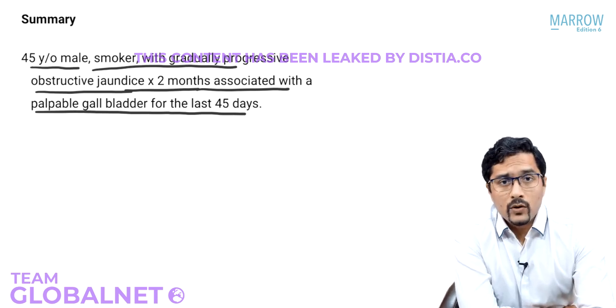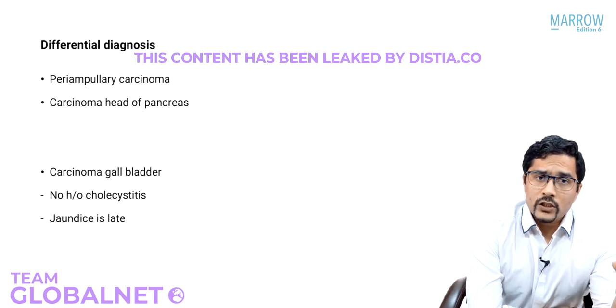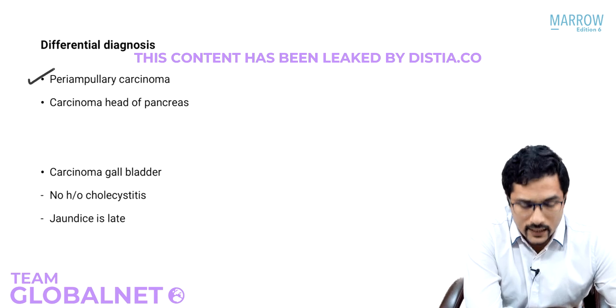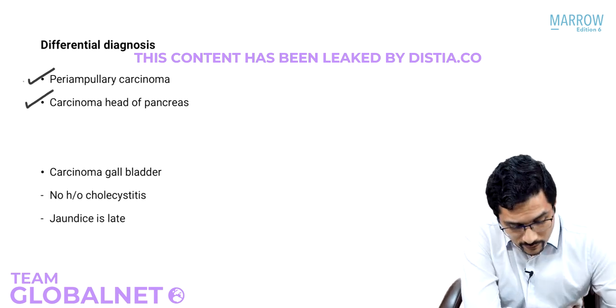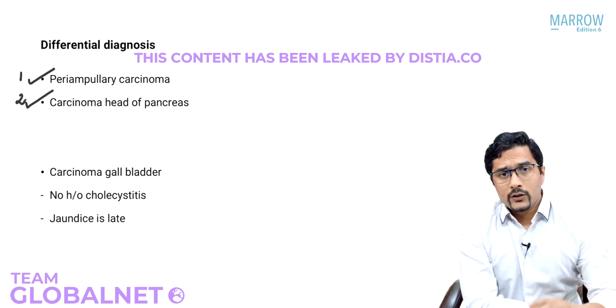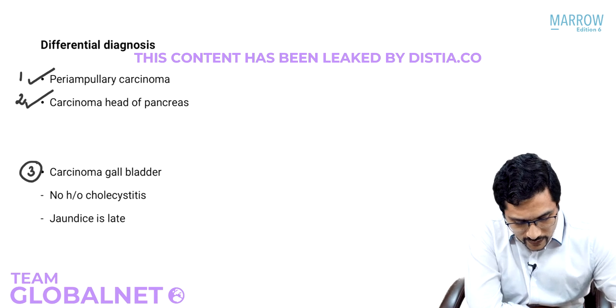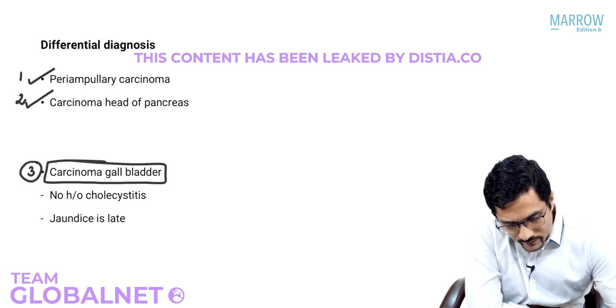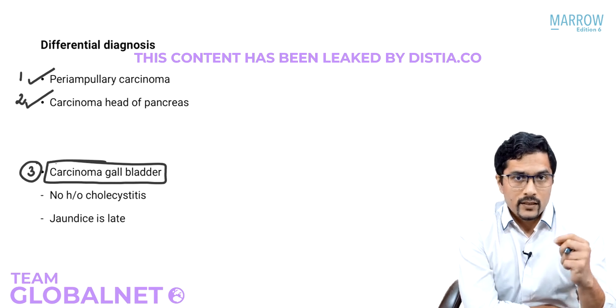Now the examiner is going to ask you what your differential diagnoses are. The differential diagnoses here are periampullary carcinoma and carcinoma head of pancreas, right? These are my main 2 differentials. I'll talk about them, but first let me rule out why it isn't carcinoma gallbladder.